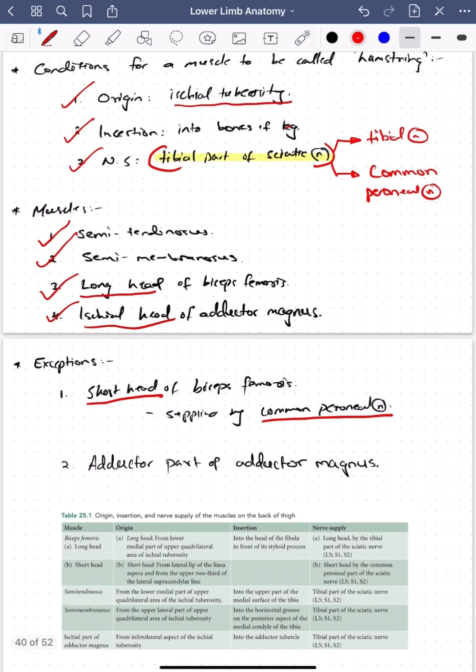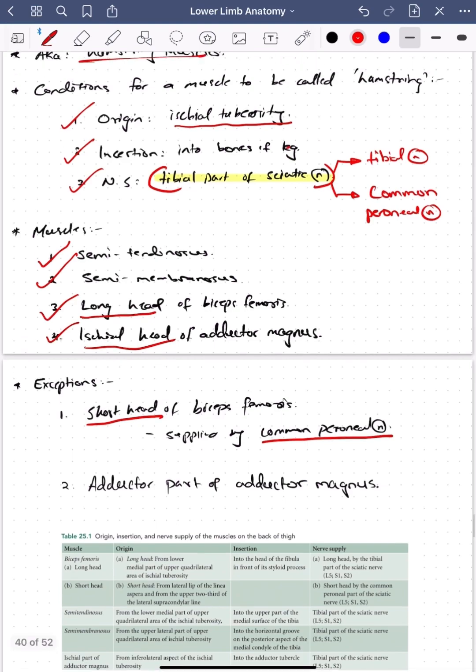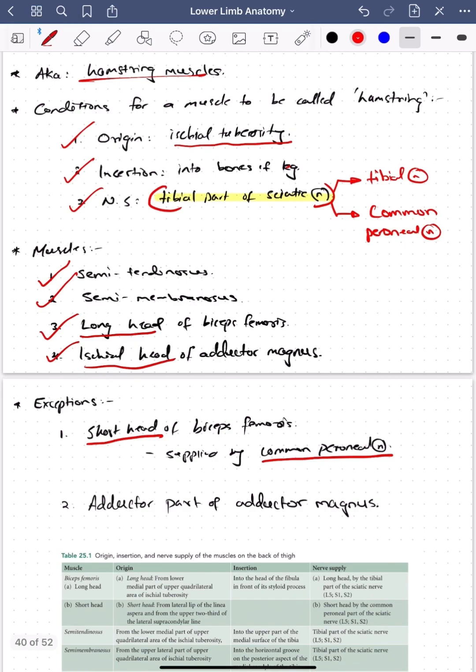Okay, so again, I'm just revising. In the posterior compartment, we have 5 muscles, and 4 of them are included in the hamstring group, and these are the semitendinosus, semimembranosus, the long head of biceps femoris, and the ischial head of adductor magnus. And just note, the short head of biceps femoris is present in the posterior compartment, but is not included in the hamstring group.